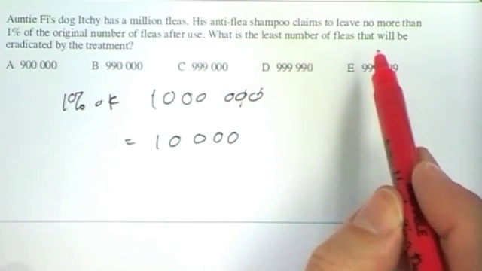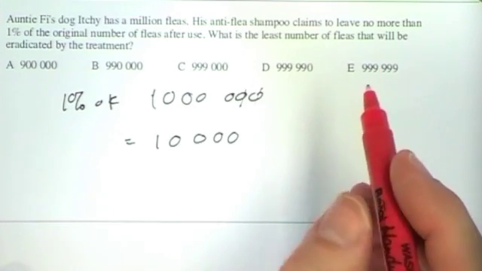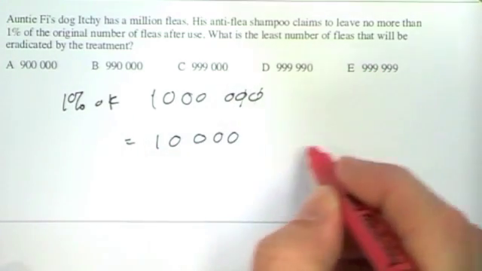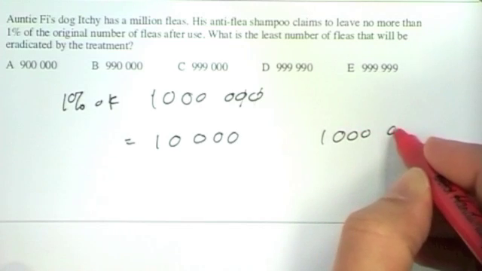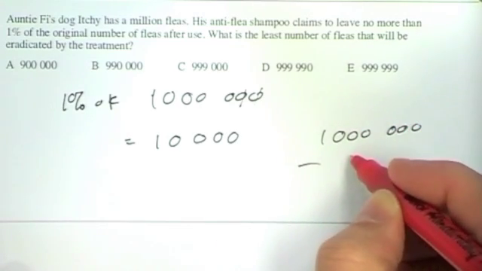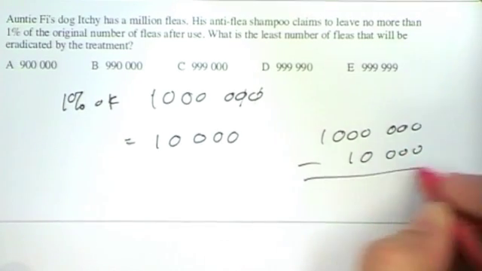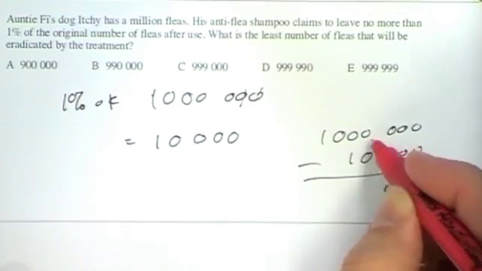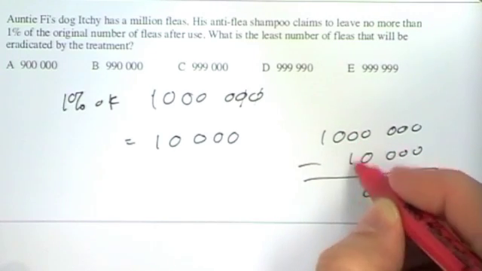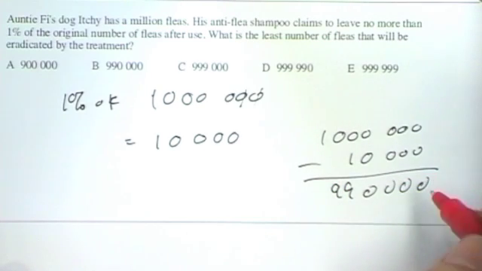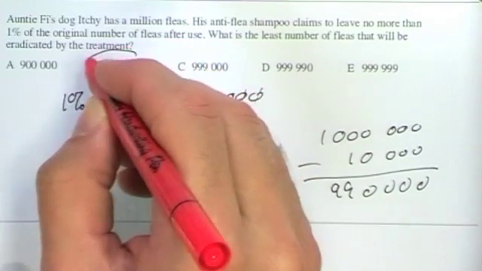So what's the least number of fleas that will be eradicated? So the least is going to be 1,000,000 take away the 10,000, so that comes to 990,000, so 2 9s and 4 zeros. That's B.